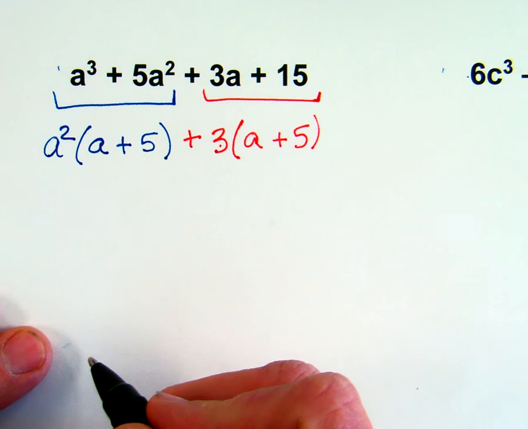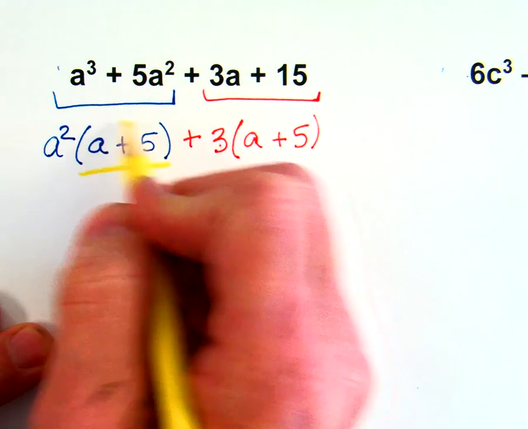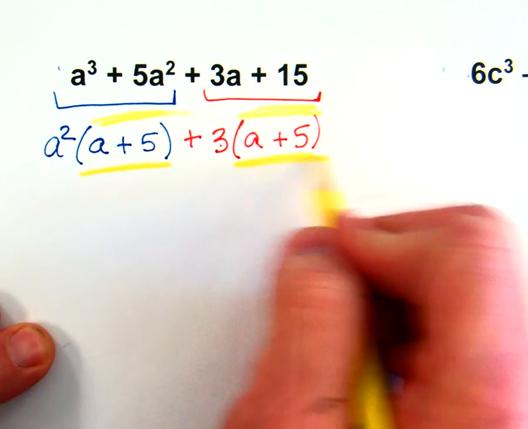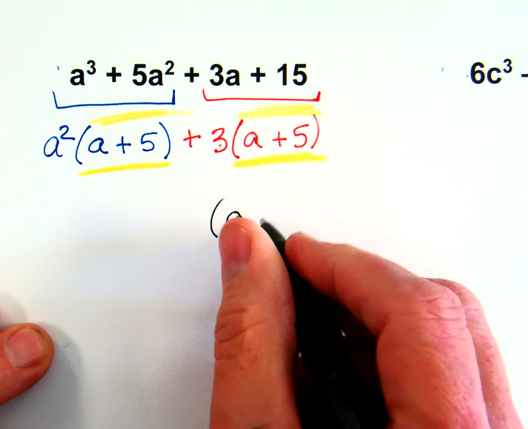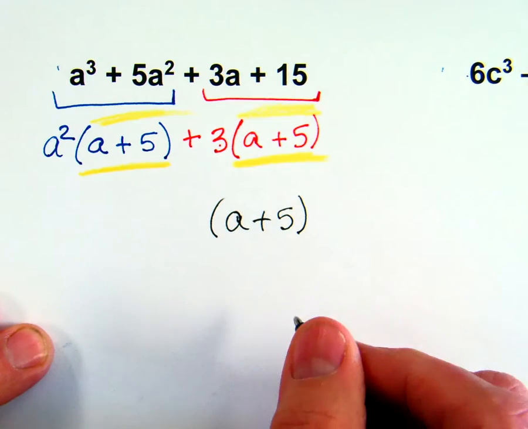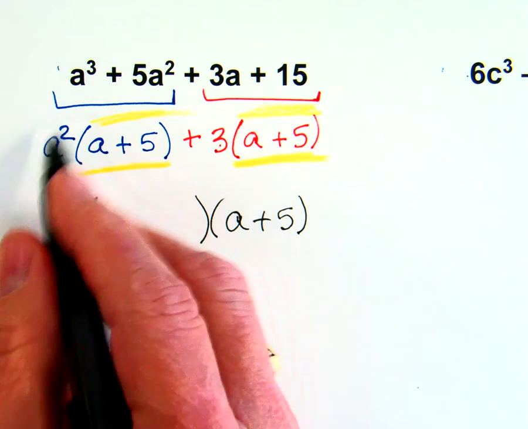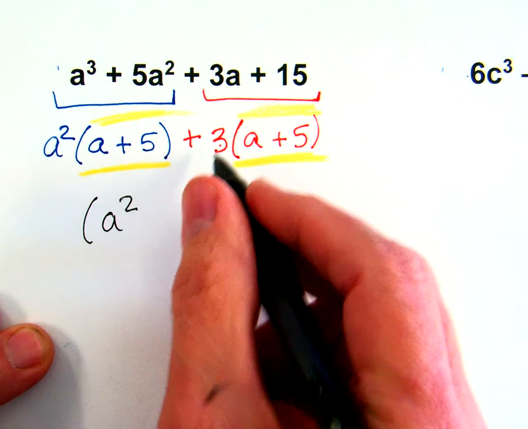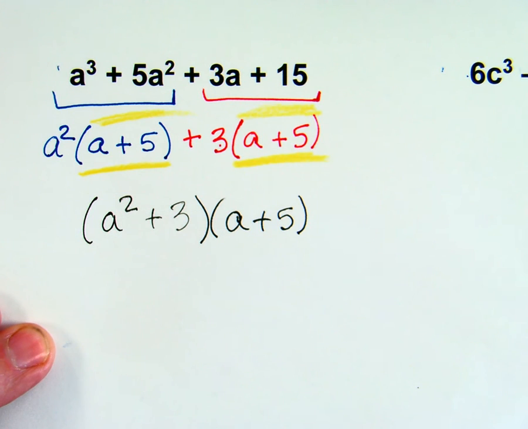Now we're going to do it one more time, just like we were just doing. We now have a common factor. Our common factor is a plus 5. We'll write it to the side after having been factored out, and then check what's left over. What's left over from the first grouping is a squared. From the second grouping is 3, and it's plus. So that is our factored form.